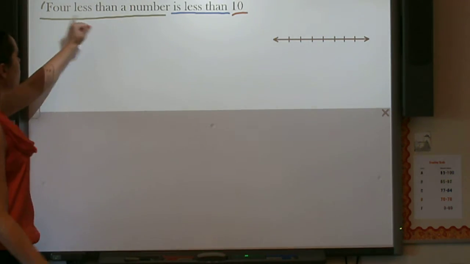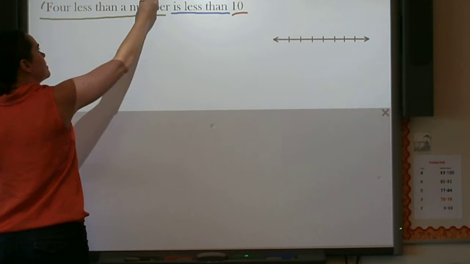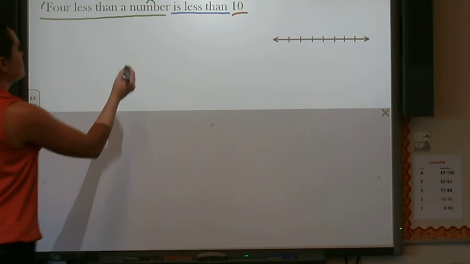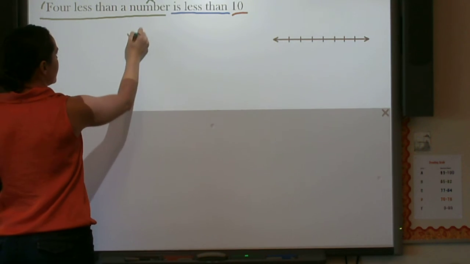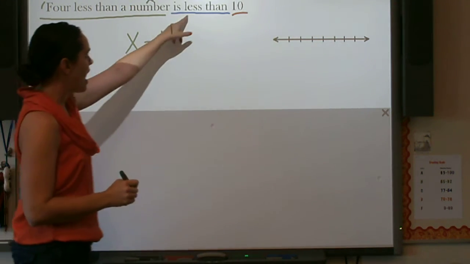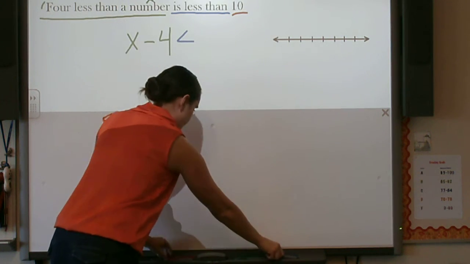Alright, so 4 less than a number. I don't know what that number is, so I'm going to assign it a variable x. Okay, so I don't know what x is, but I know that I'm taking away 4 because it's 4 less than x. So 4 less than x looks like this, x minus 4. And then I have my is less than 10.